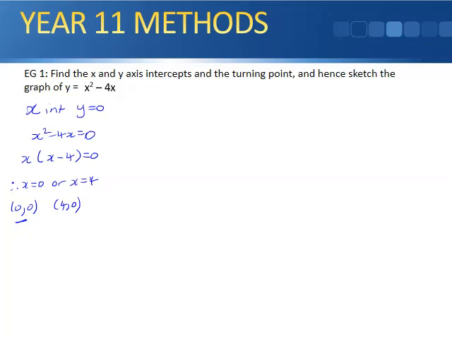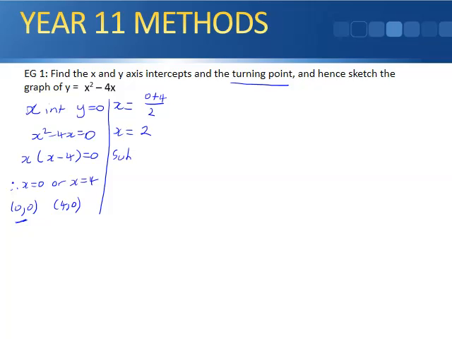It also asks for the turning point. For the turning point, I'm going to add my two x values together to get to the middle, the axis of symmetry, because that's my x part of the turning point. My two x values are 0 and 4. So add them together, 0 plus 4, and halve them. So my x part of the turning point is 2.